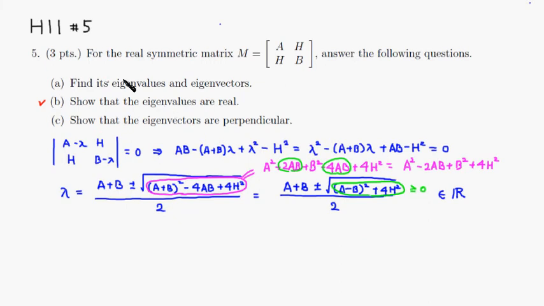Then we found the eigenvalues, so how about the eigenvectors? There's a plus version and a negative version. Let's do the positive version. So lambda 1 is going to be A plus B plus the square root of quantity A minus B squared plus 4H squared, divided by 2. Then we just put this into this expression here.